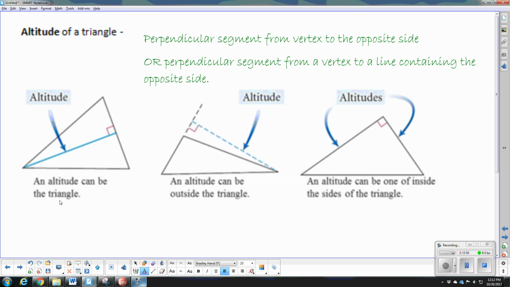So, for example, this is an acute triangle. So on your note sheet it should say an altitude can be inside the triangle. So make that correction, please, on your note sheet. An altitude can be inside a triangle. So here, this is an altitude. It comes from the vertex, and it's perpendicular to the opposite side.